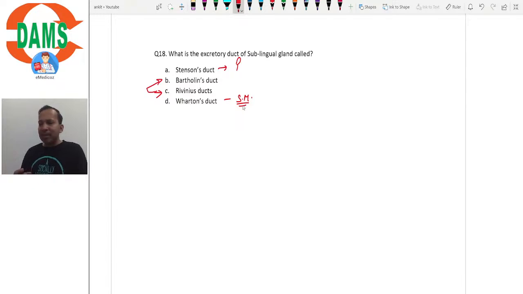So which is the correct answer? Shailesh, Garima, Palak, Vivek. Which is the correct answer? Is it Bartholin's duct or is it Rivinus ducts?